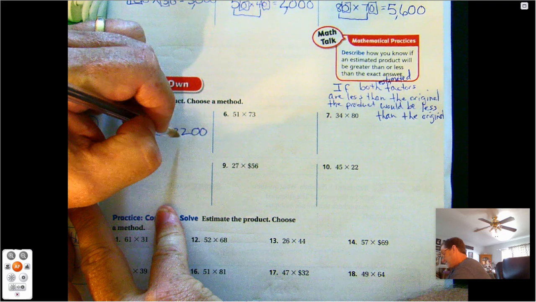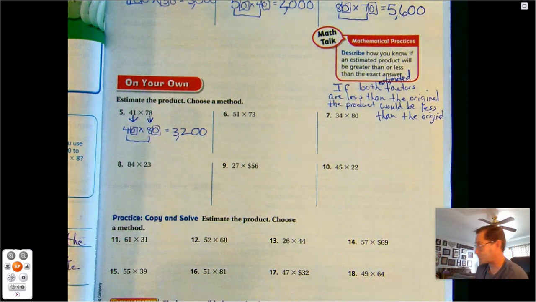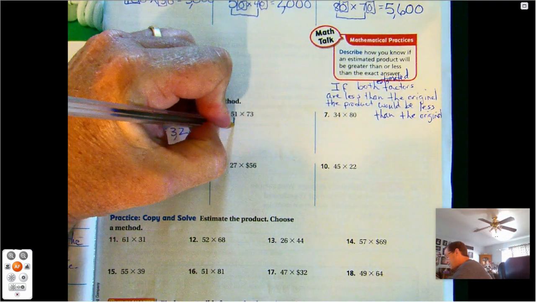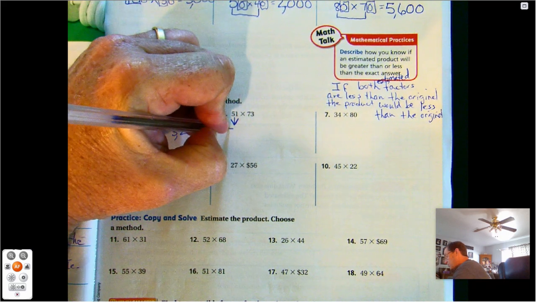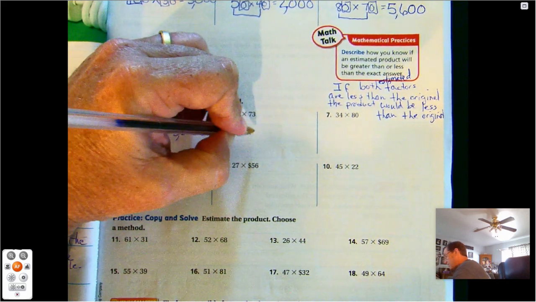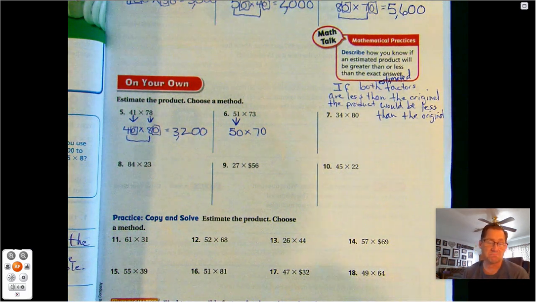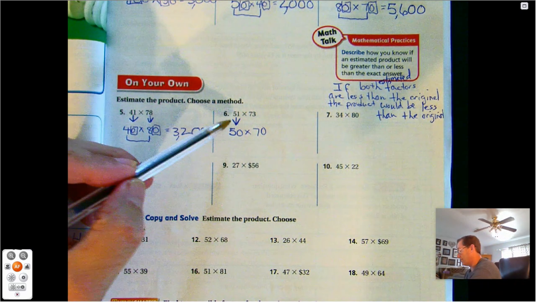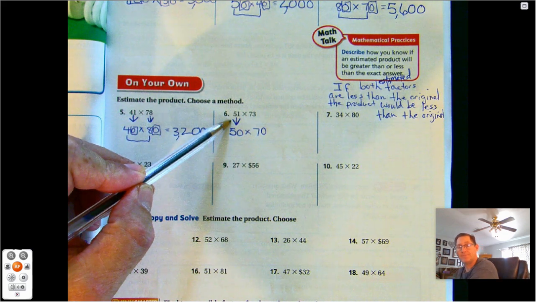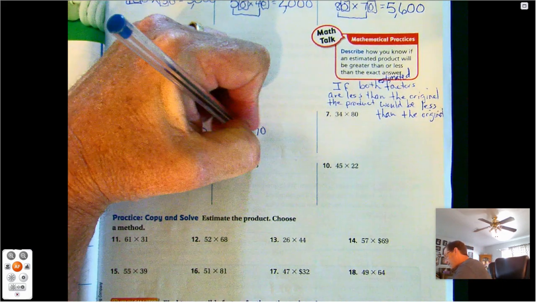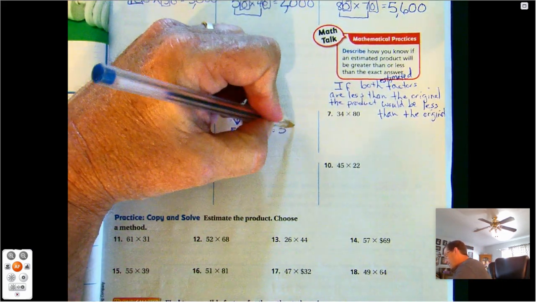Now 61, I'm going to use compatible numbers actually. It does look like we rounded the tens though, but technically these are quarters, right? So the basic math fact, 7 times 5, 35, and put 2 zeros, 3,500.